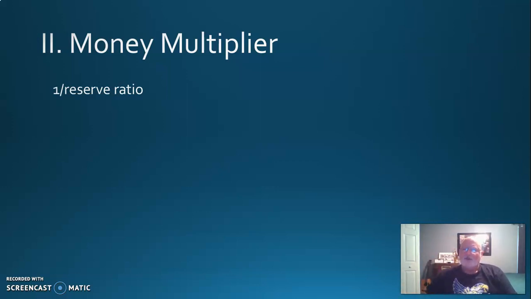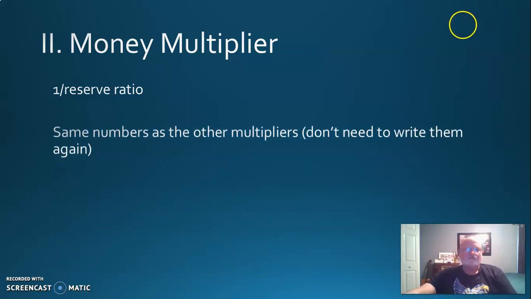So if all of a sudden you put money in the bank, it can multiply. If you put money in the checking account, it can multiply by 10. You put $100 in your checking account, the money supply can go up to 1,000.